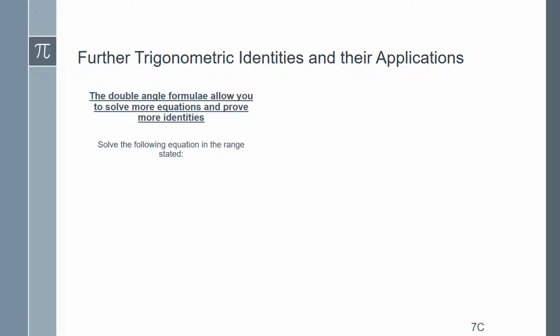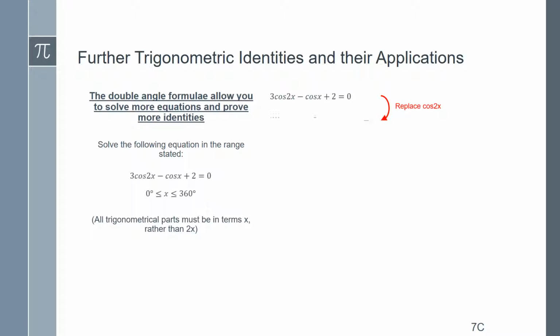Solve the following equation in the range stated: 3 cos 2x minus cos x plus 2 is equal to 0. Now we can't solve that because we've got 2x and x as angles, so we need all the angles to be the same thing. We need it all in terms of x rather than 2x. However, we do know the double angle formulas, so we can replace cos 2x with 2 cos squared x minus 1.